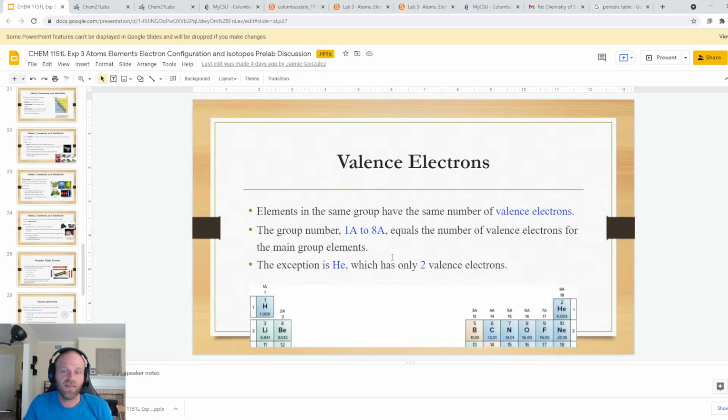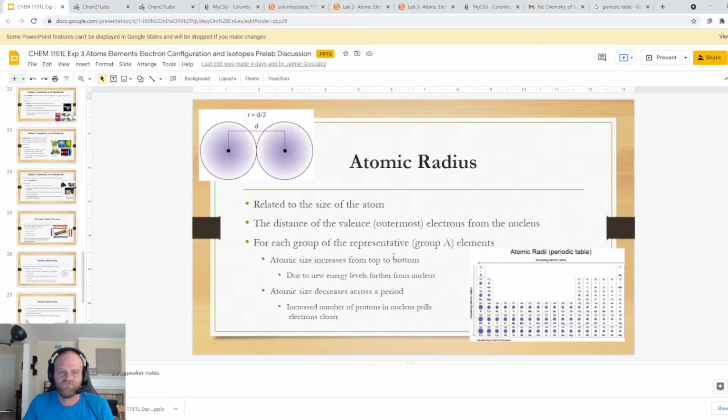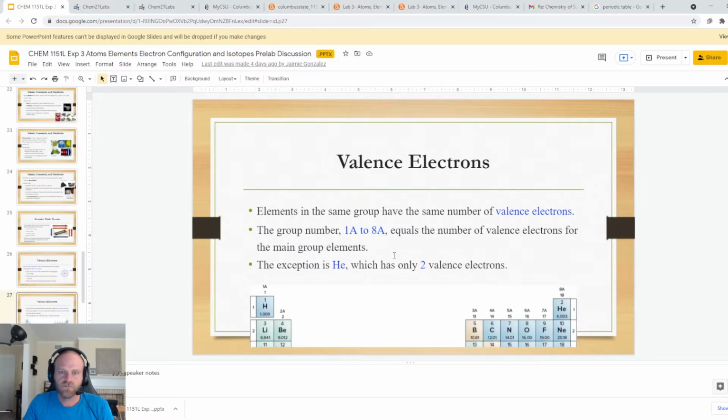Let's talk about why they're important. It mentions an exception here. So you see how this top row only has hydrogen and helium? They can only have 2 valence electrons. That first orbital, which I'll mention here in a minute, can only hold 2 electrons. So that's why hydrogen and helium are up at the top by themselves. They're the only ones that can't get to 8 valence electrons.